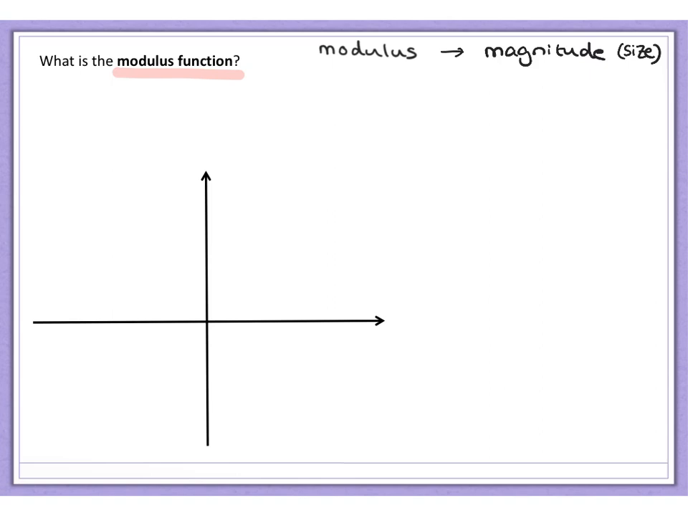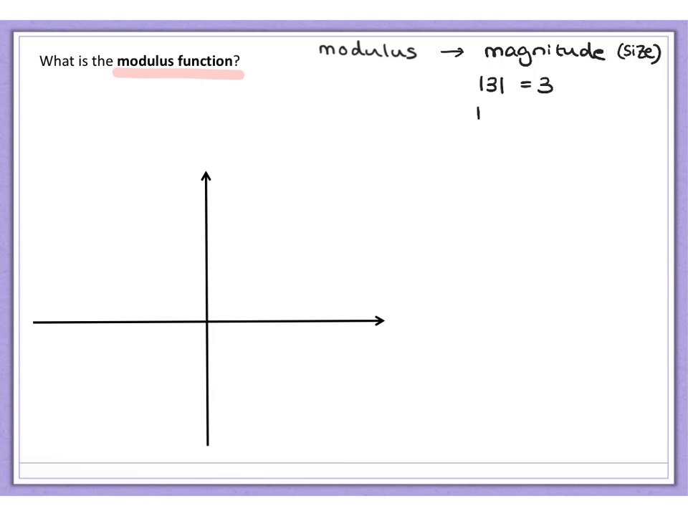To give you some examples, the modulus function is written like this. If I want to know the modulus of 3, I write down 3 with 2 vertical lines either side of it. You will have seen this notation before in your study of vectors when you've talked about the modulus or the magnitude of a vector, and also in mechanics. So the modulus of 3 is equal to 3.